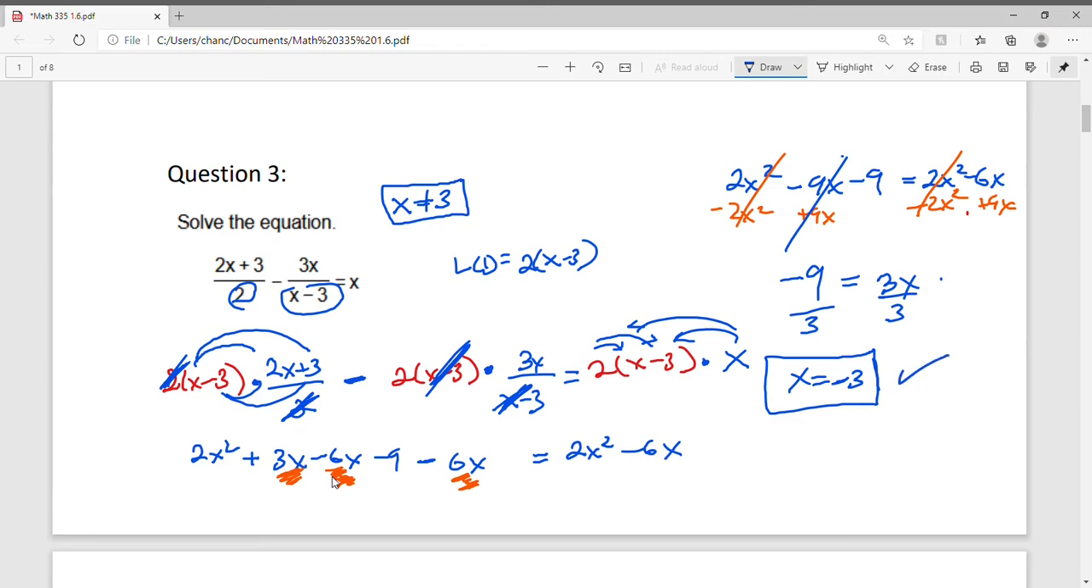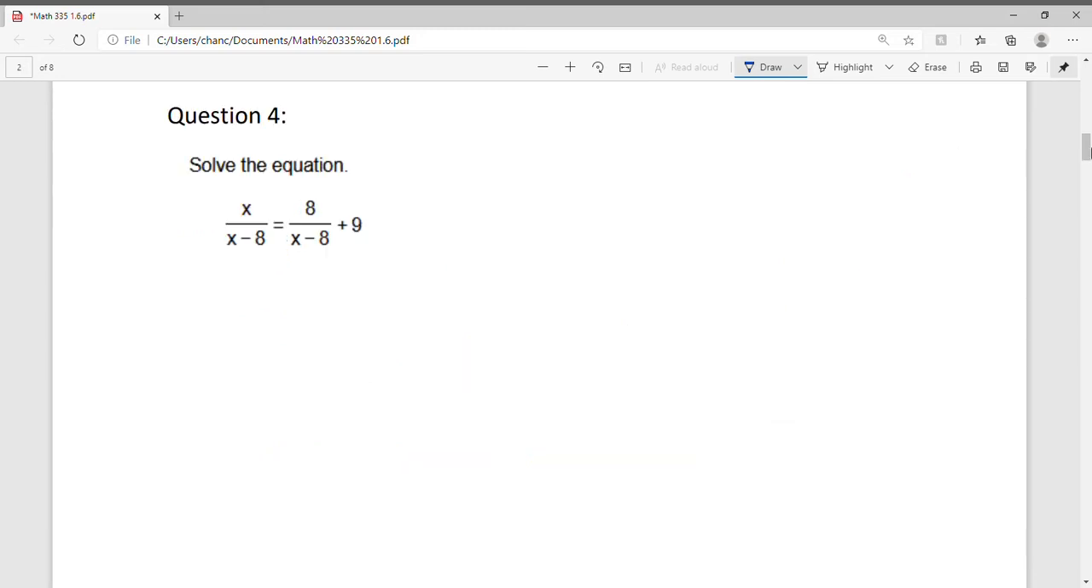So we're going to keep this solution. It's a good solution. Question number 4. Let's solve the equation x over x minus 8 equals 8 over x minus 8 plus 9.